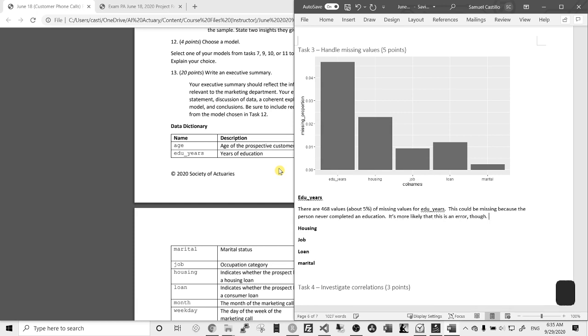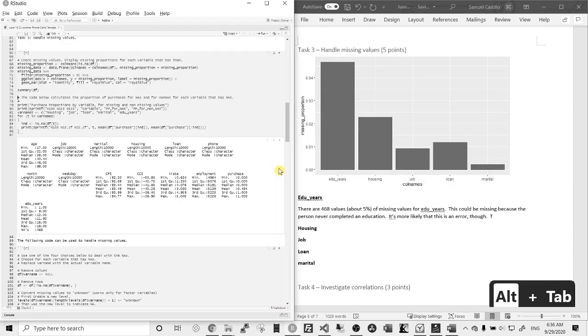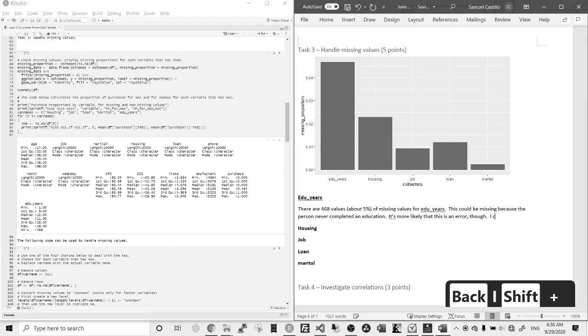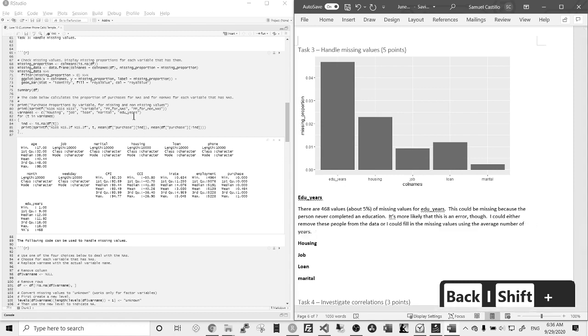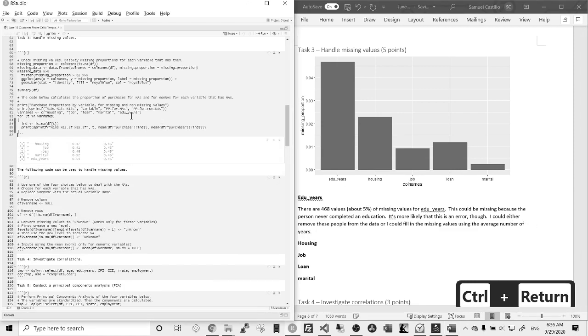So to fix this, I could either remove these people from the data entirely, or I could fill in the missing values using the average number of years. Let's look at the purchase percentage, because ultimately what we're trying to do is to help the marketing team to increase the percentage of customers who make a purchase.